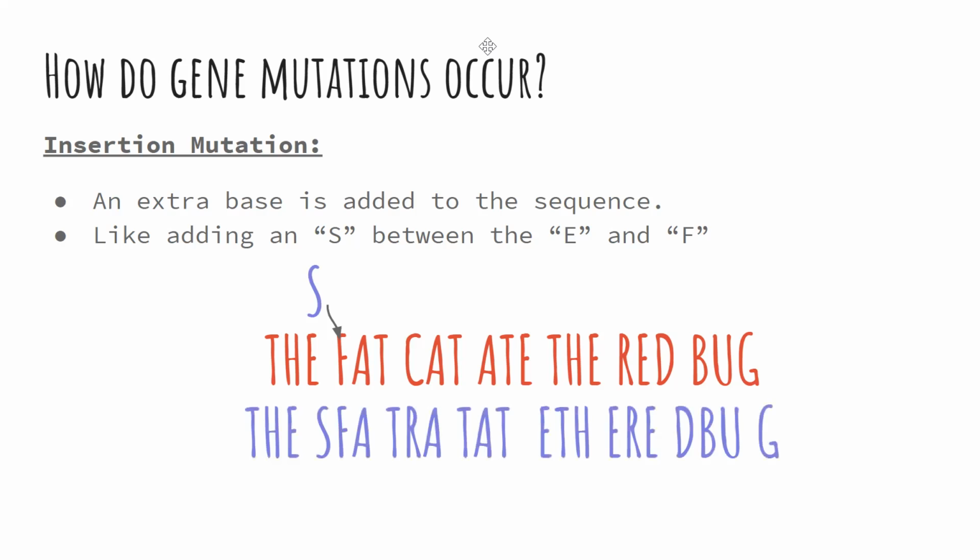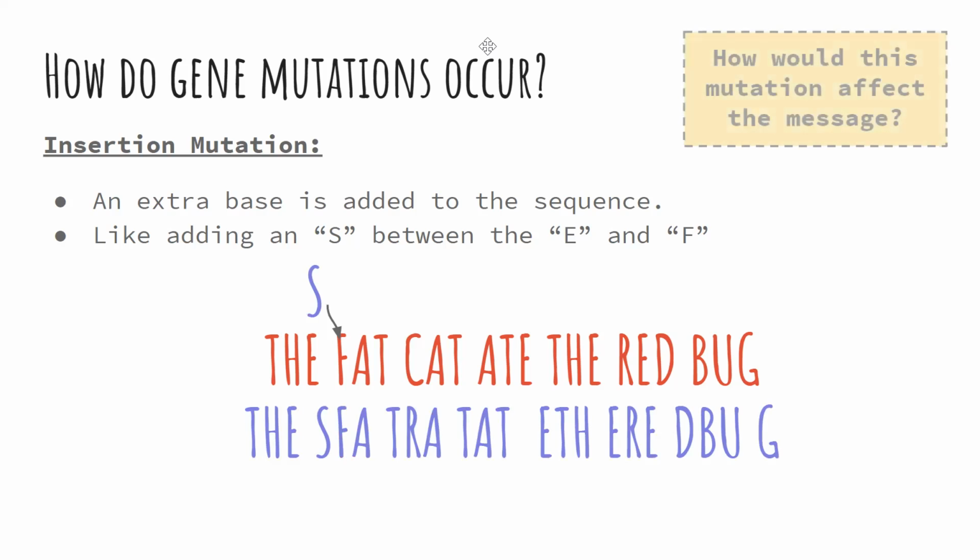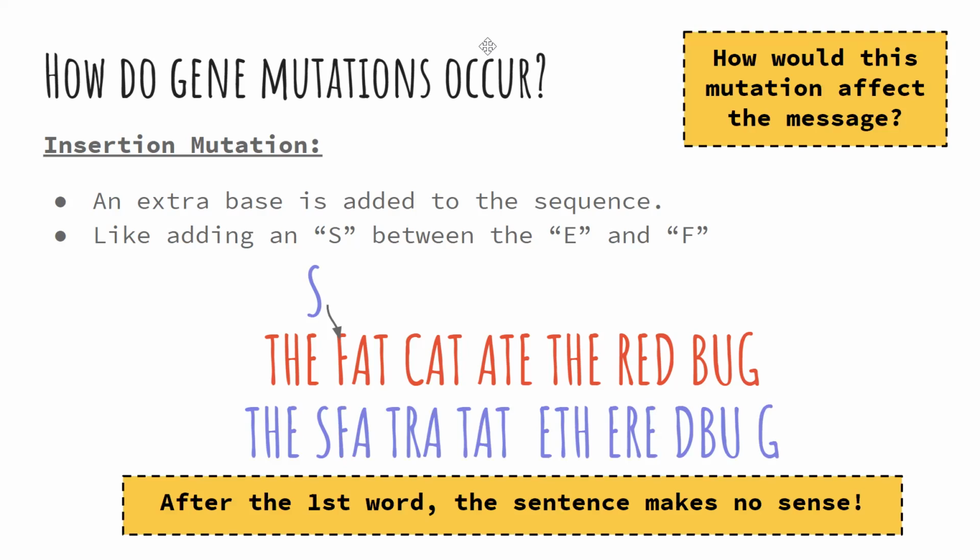So now, the entire sentence, what do you think is going to happen to this sentence? Does this sentence make sense to you? The sfatratat, ether de bug. That makes no sense. So after the first word, the sentence makes no more sense. An insertion mutation is called a frame shift mutation.